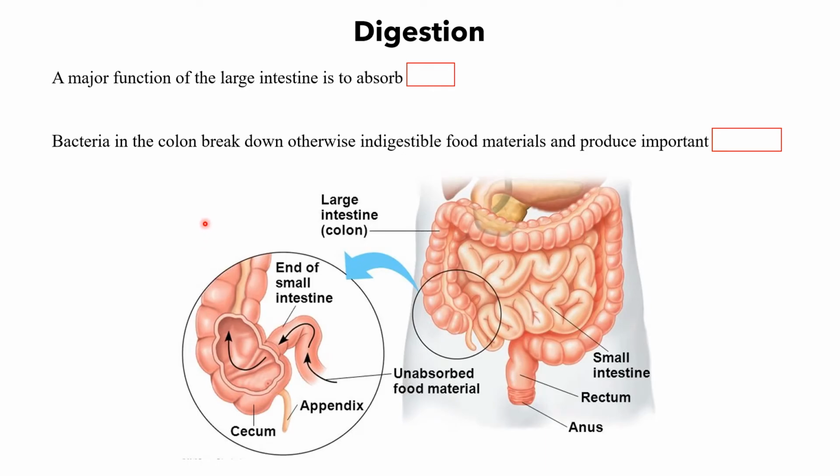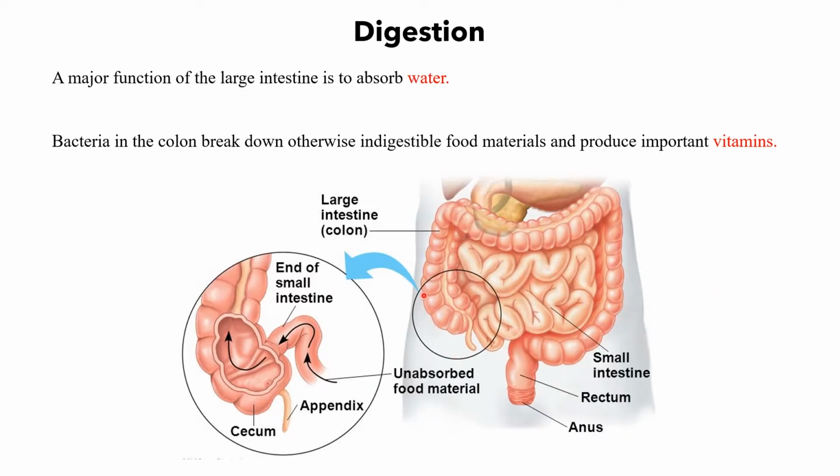Next, we move to the large intestine, where the major function is to absorb water. Now, the large intestine is going to be a region that is highly affected by inflammatory bowel disease. One of the reasons is because this is where we're going to find a large amount of bacteria. In fact, this bacteria is good, is aiding our body in digesting otherwise indigestible food materials, and they also produce important vitamins. So we get nutrients from the work that is being done by the bacteria in our large intestine.